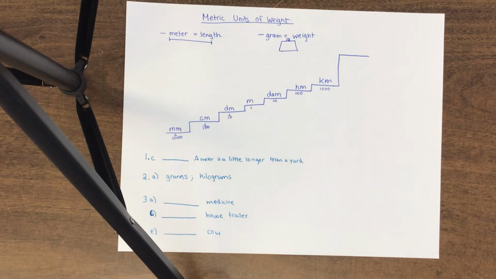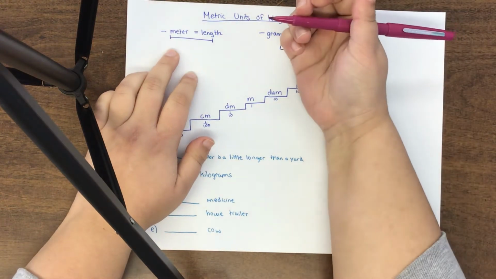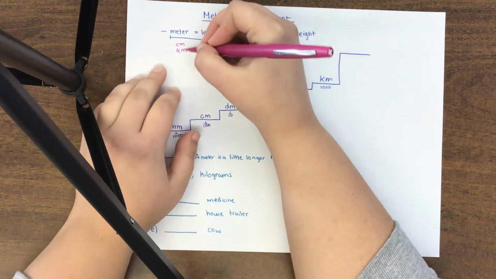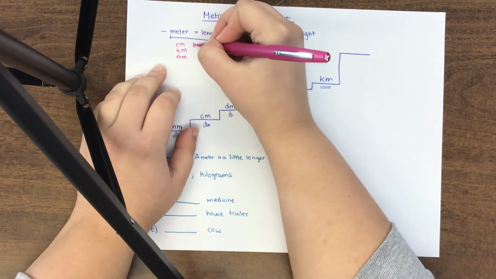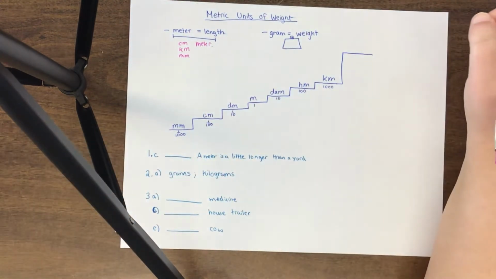Now, we've done imperial units of weight before. We've talked about pounds and tons and ounces, but the metric unit is a little bit different, and I think you are going to like it. The reason why is because it's very similar to the metric standard of length. So if you remember, anything that ends in meter is an example of a metric length. So for example, centimeter or kilometer or millimeter or even just the meter by itself, those are all units of length. They measure how long something is.